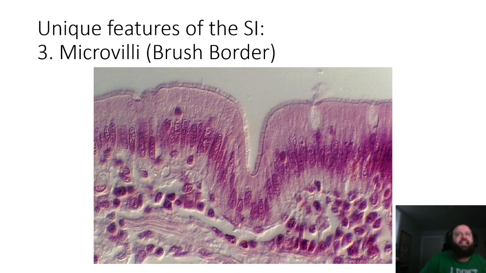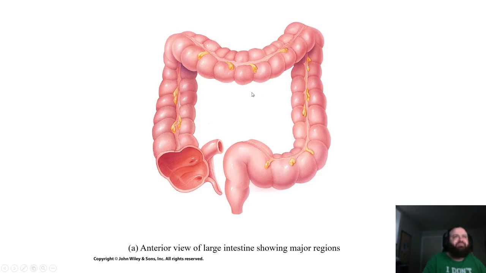So hopefully you're getting the idea here. It's infoldings on infoldings on infoldings. Some of these infoldings are permanent, like the circular folds. Others are just kind of waving and moving around. But the key point here is every cell should at least be positioned in a way that it has contact with the intestine. It can contribute to digestion, and it can contribute to absorption. All of the receptors, all of the enzymes are going to be released from these microvilli here.